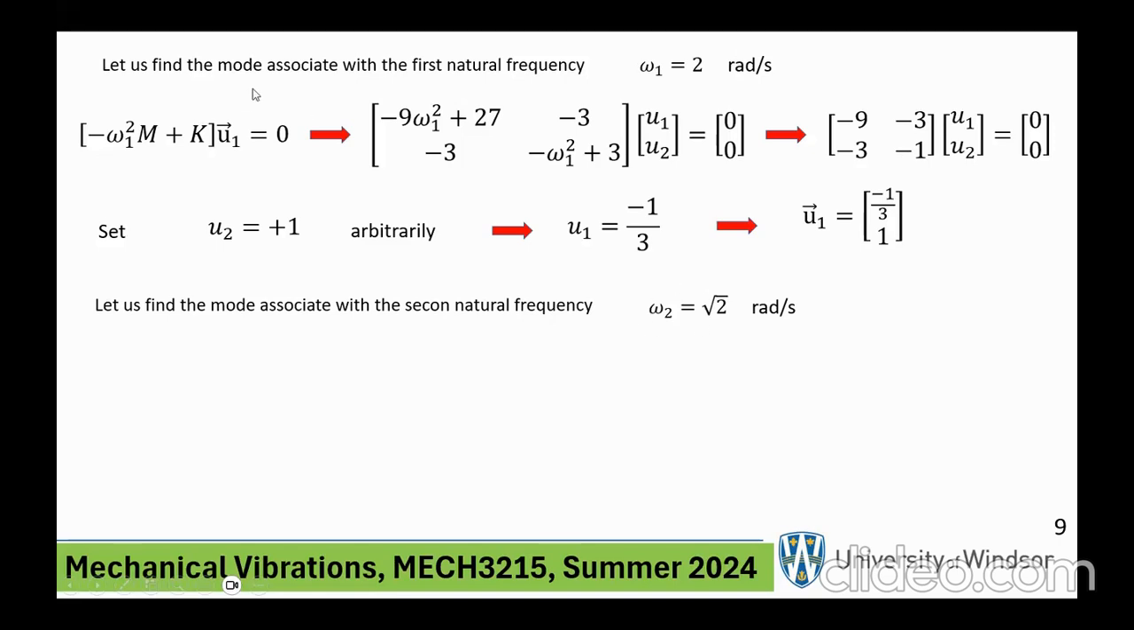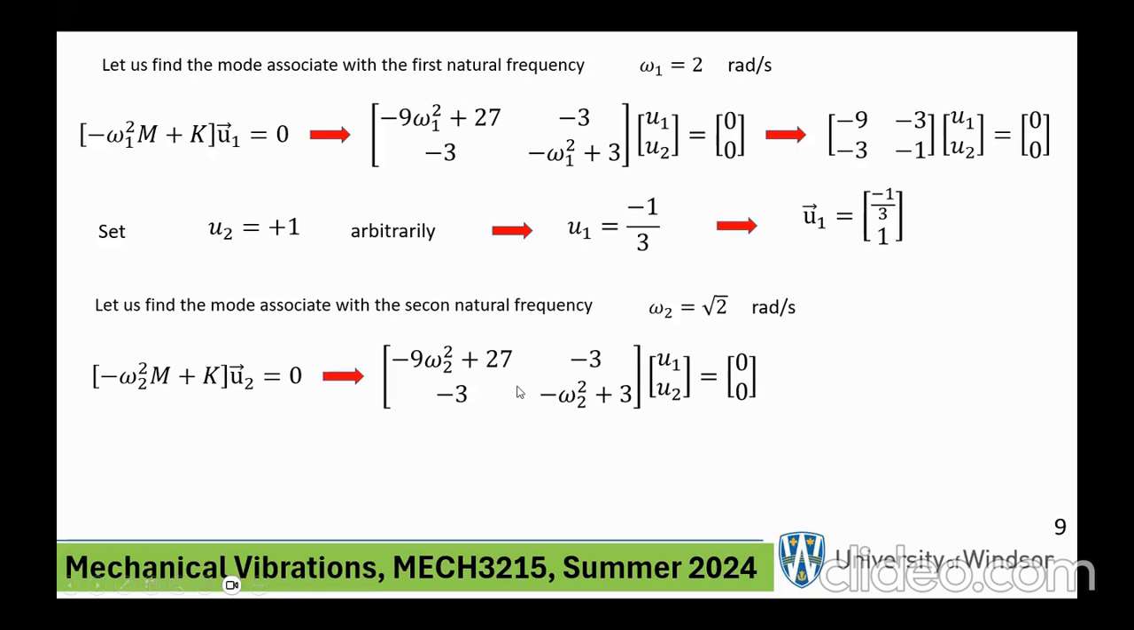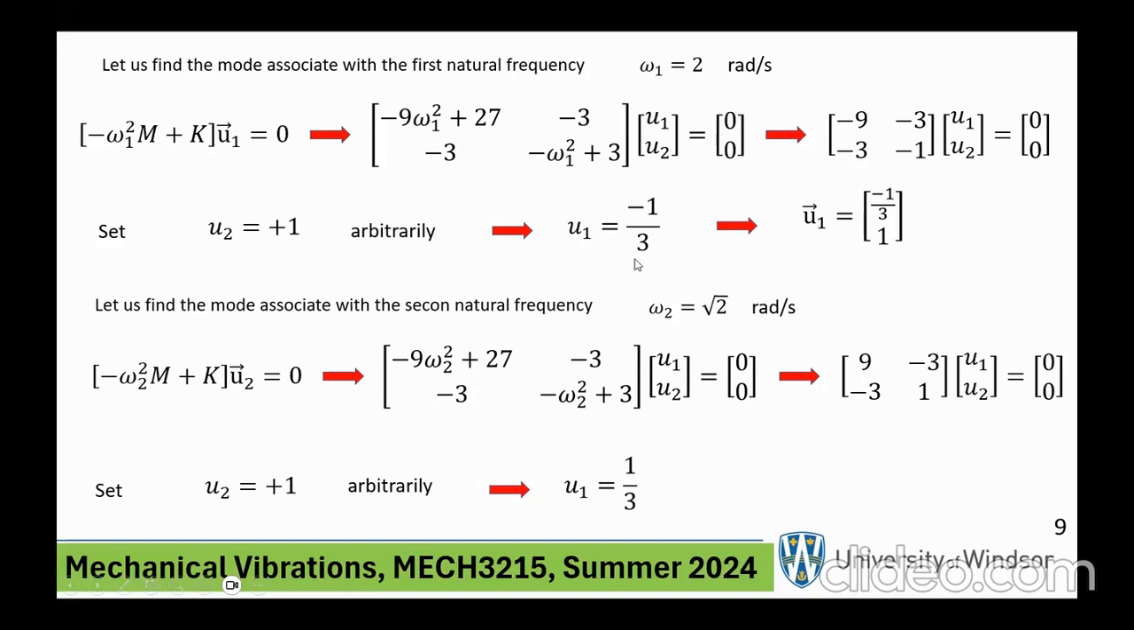Take this, put it in there, except that we don't have subscript 1, we have subscript 2, right there. Work it out. This is going to be the same thing, except that the value omega 2 is different. And here omega 2 is root 2, so if I square it, you're going to get minus 9 times 2 plus 27, so that's going to be plus 9. Again, these 2 equations are not independent of each other. Arbitrarily, you can set u2 equal to 1, just like I did here, and find u1, and it's going to be 1/3. So the second mode shape is right here.